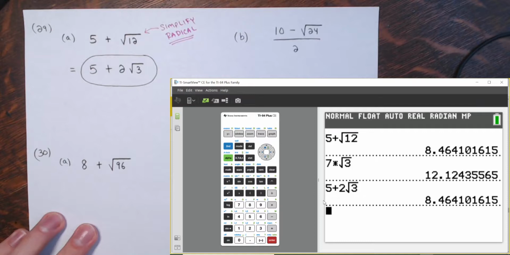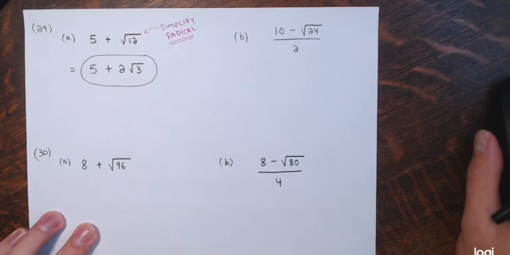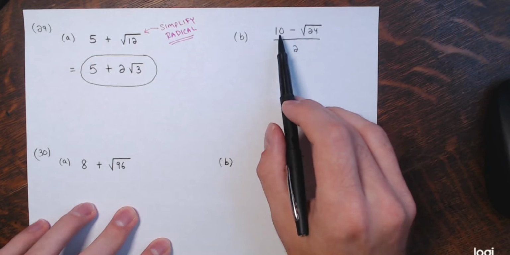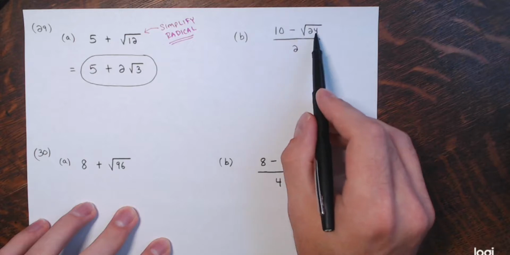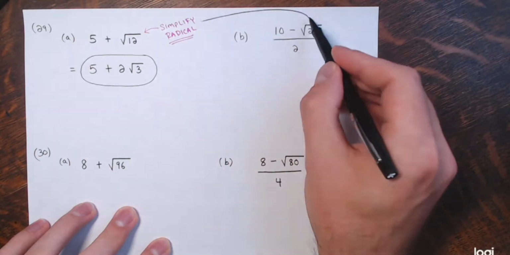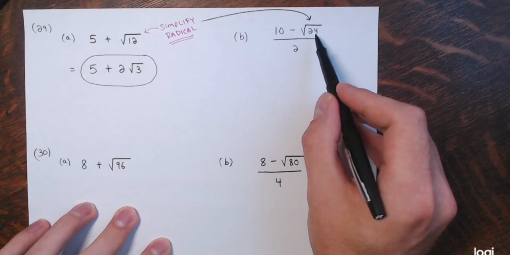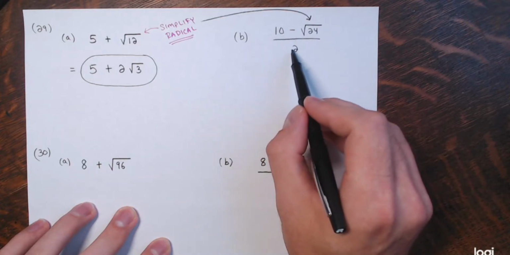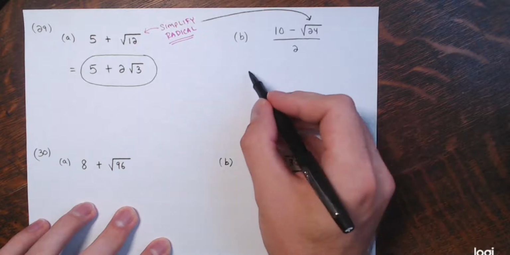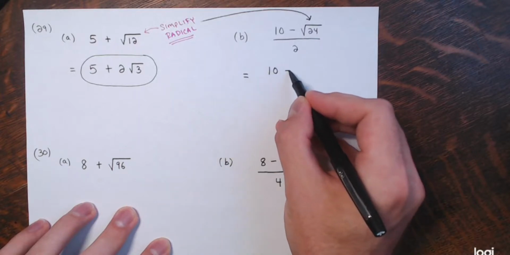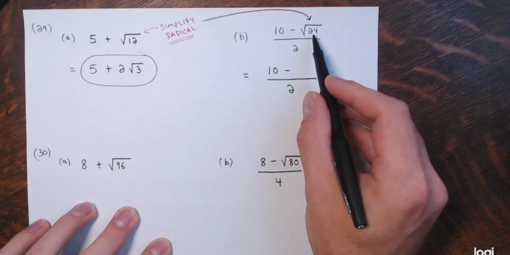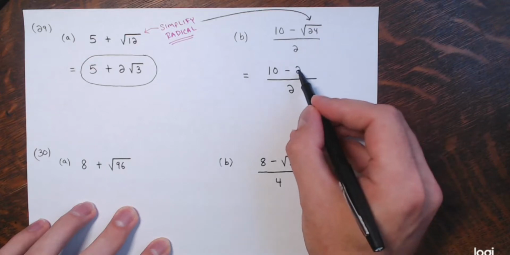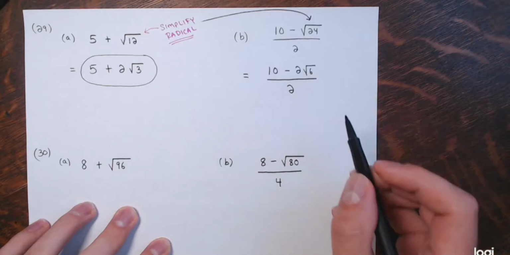All right, so let's continue on here with more radical simplification. Again, here in part B, I have a fraction. The numerator is 10 minus the square root of 24. All I'm going to do in the beginning is simplify that square root of 24. The 10 and the 2 in the denominator, not touching those yet. The square root of 24 is the square root of 4 times the square root of 6. That's 2 times the square root of 6, and that's as simple as that radical gets.